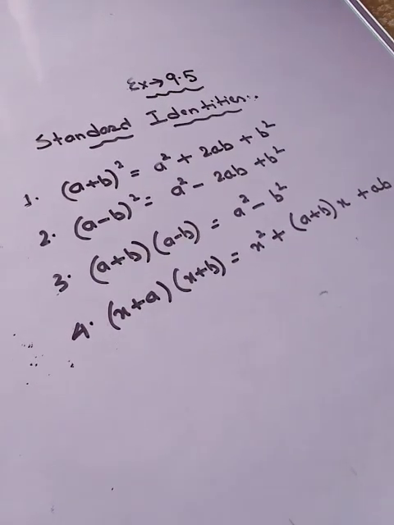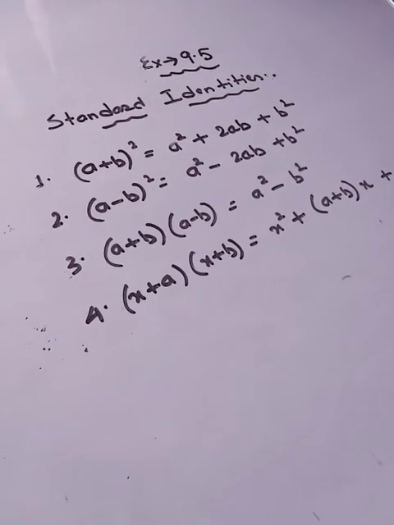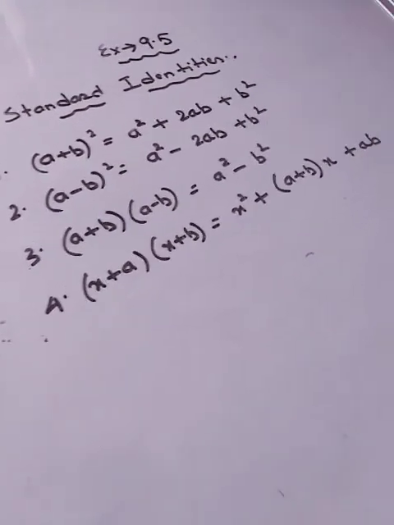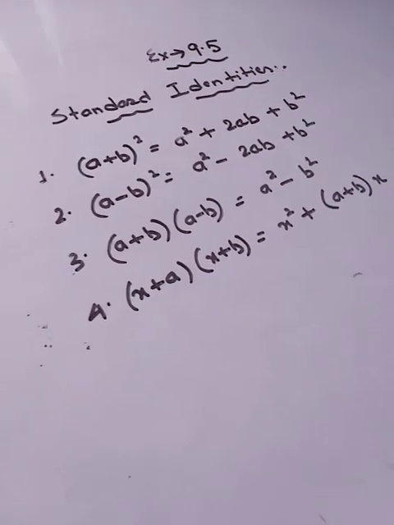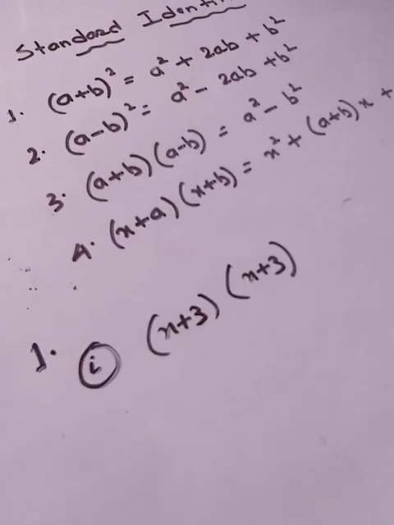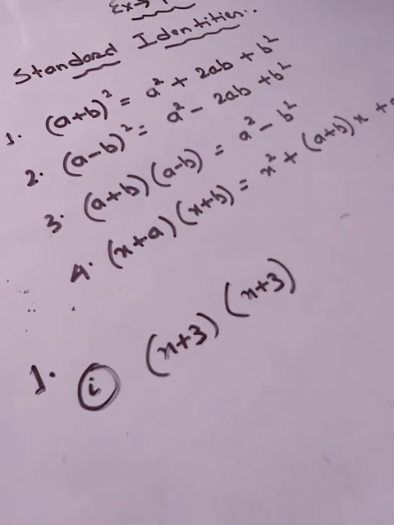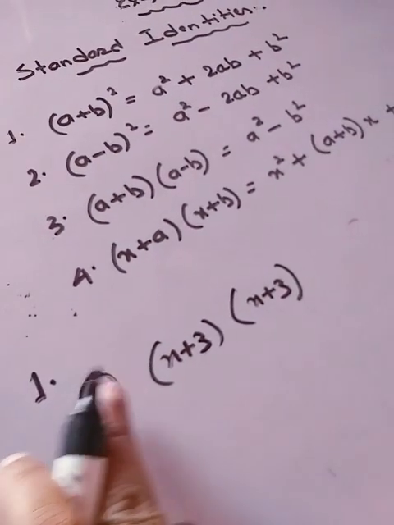Now we'll learn how to apply this identity. Okay, this is also one of the most important things. Now let's begin with question number 1 of exercise 9.5. This is the first question that is given in the book. That is sum number 1 of question number 1.